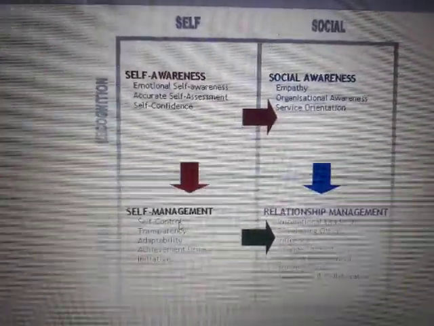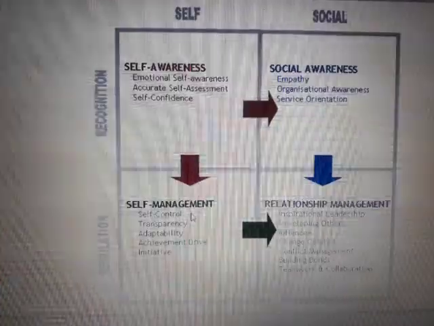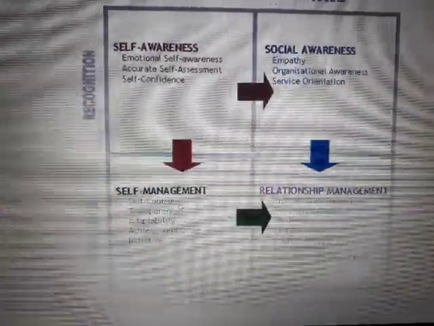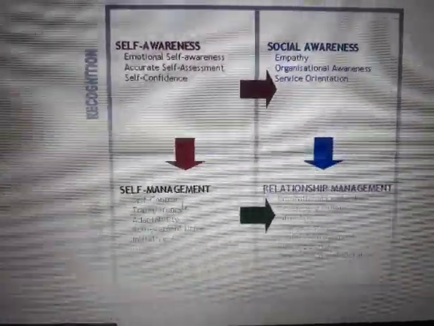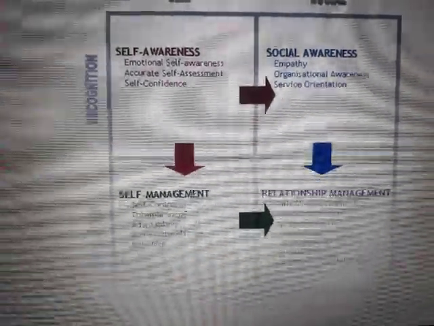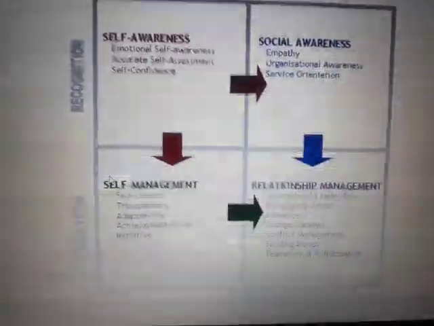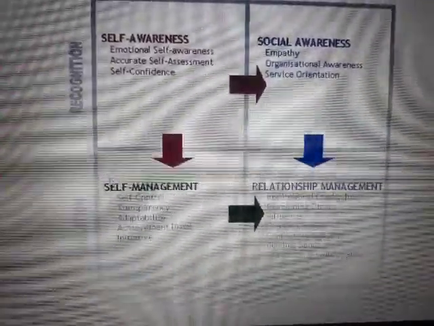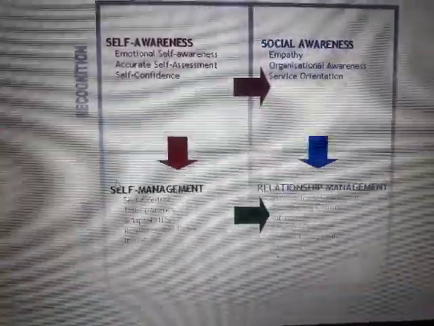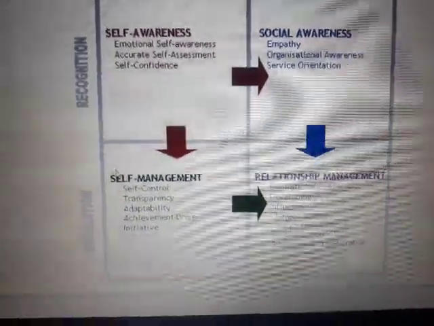Self-management comprises 5 competencies, which includes self-control, which means keeping disruptive emotions and impulses under control. It also includes adaptability, which is the flexibility in adapting to changing situations and overcoming obstacles.